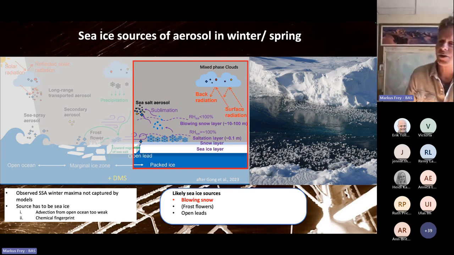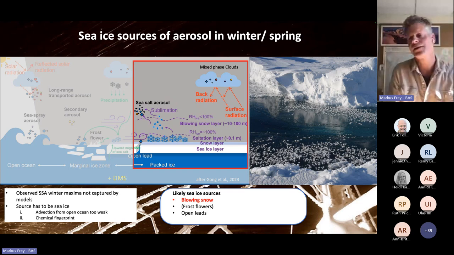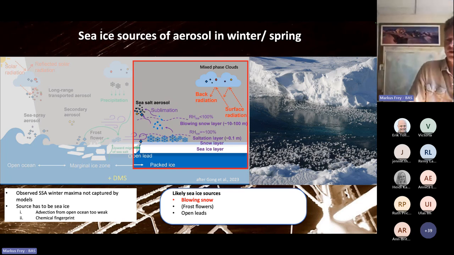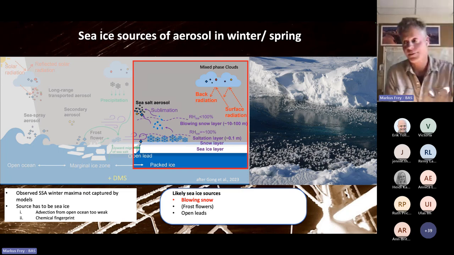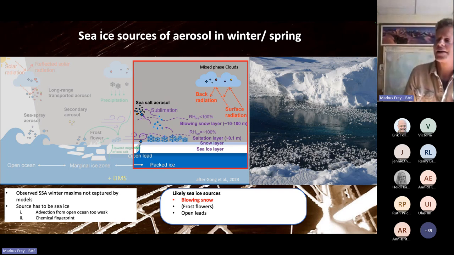We know from the Antarctic observations that the sea salt must be related to sea ice. That's one: models had never really reproduced observed wintertime maxima in sea salt because the advection from the open ocean was too weak. So there had to be a source closer to the continent where the ice core was drilled, and a chemical fingerprint which worked in the Antarctic pointed to the sea ice as a source of this aerosol. Sea ice sources are, of course, open leads and frost flowers, although recent evidence from the lab suggests that it's less likely that these particles play a role, and blowing snow.